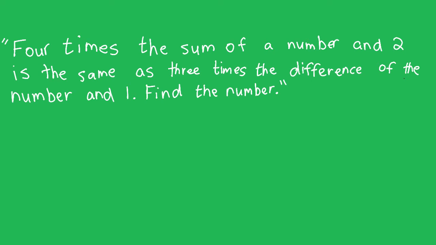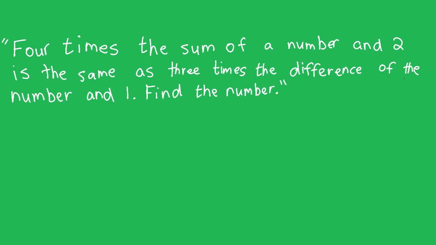With that being said, after reading it the first time, you're probably confused. So remember, we're going through the steps here. We're in the understanding step. So to understand it better, it'd probably be helpful if we read it again. So let's do that. 4 times the sum of a number and 2 is the same as 3 times the difference of the number and 1. Find the number.